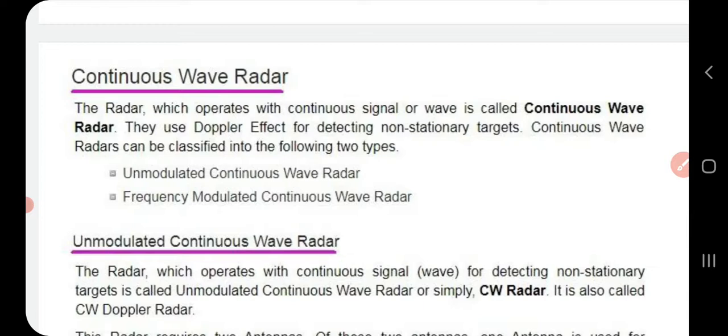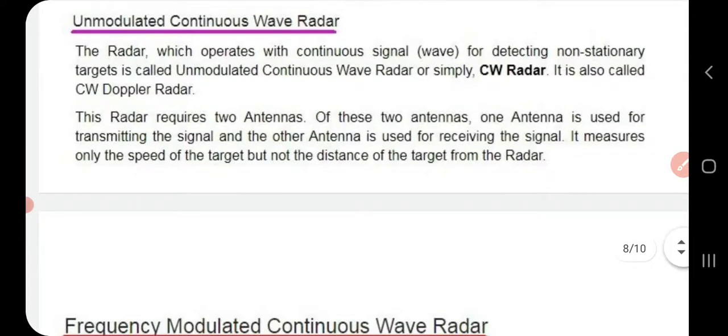Now unmodulated continuous wave radar means it operates with continuous signal for detecting non-stationary targets, and it is abbreviated as CW radar. It is also called CW Doppler radar. Now this radar uses two antennas. One antenna is used for transmitting signal, whereas the other antenna is used for receiving signal. But in the case of pulse radar and its classification, only a single antenna is used for both transmitting and receiving. But in the case of continuous wave radar and its classifications, they make use of two antennas, one for transmitting signals and the other for receiving signals. This type of radar measures only the speed of the target but not the distance of the target from the radar.